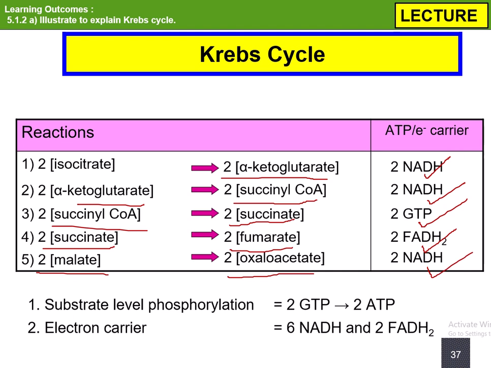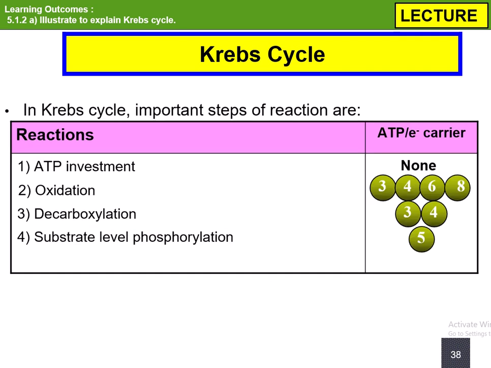In summary, substrate level phosphorylation occurs and produces 2 ATP, while 6 NADH molecules and 2 FADH2 molecules will go to the ETC. Please refer to your tutorial notes.